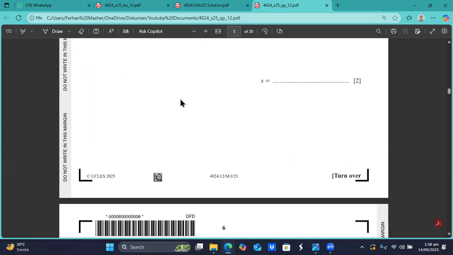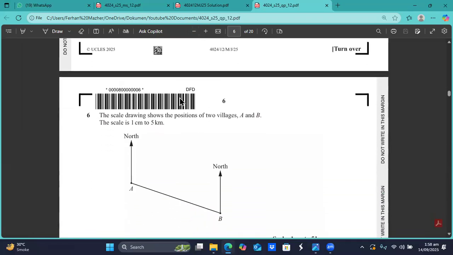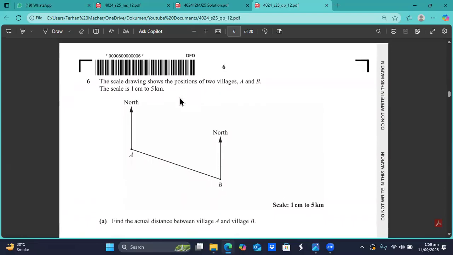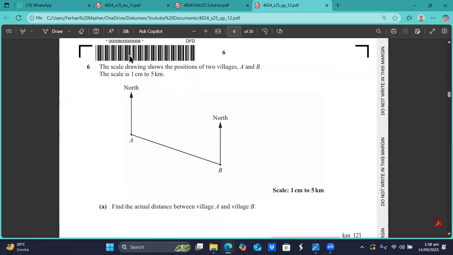Okay, so we are going to the next question. The next question coming up on your screen is question number 6. He says the scale drawing shows the position of two villages A and B. The scale is 1 centimeter to 5 kilometers. So this is the scale, sir.